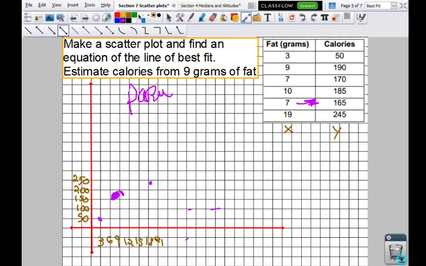Alright, so we got our scatter plot. So Kinsey, I want you to make our line of best fit. Remember, it's a straight line. So you can draw a straight line, and you can change it after you draw it if you don't like it at first. So click and drag. There you go. Okay, yeah.